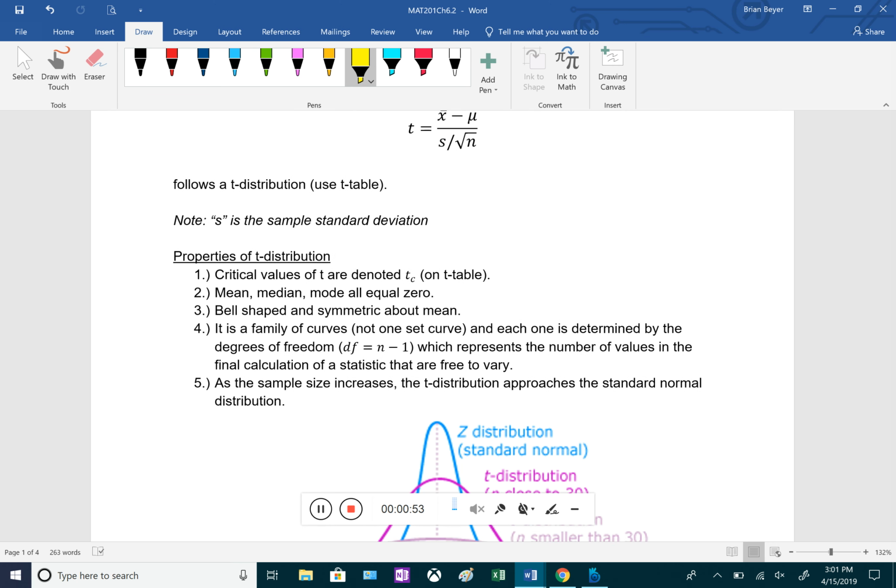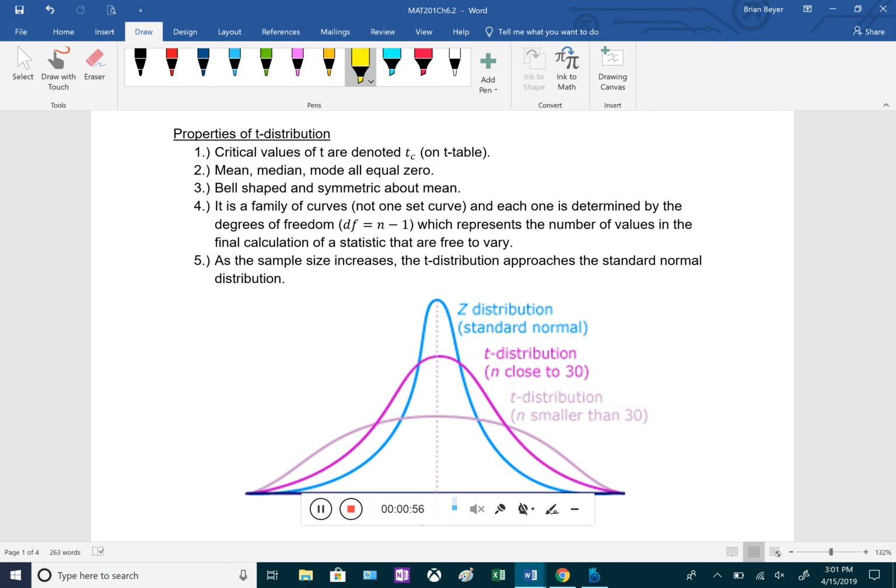So before we take a look at the t-table, let's go over some properties of this t-distribution. So just like in 6.1 with the z-distribution, we're going to be calling these t-values critical values, and we'll denote them t sub c, and they're going to be on the t-table, which we'll bring up in 1 second. The mean, median, and mode are all equal. It's also going to be bell-shaped and symmetric about the mean. So it's going to look super similar to the normal distribution.